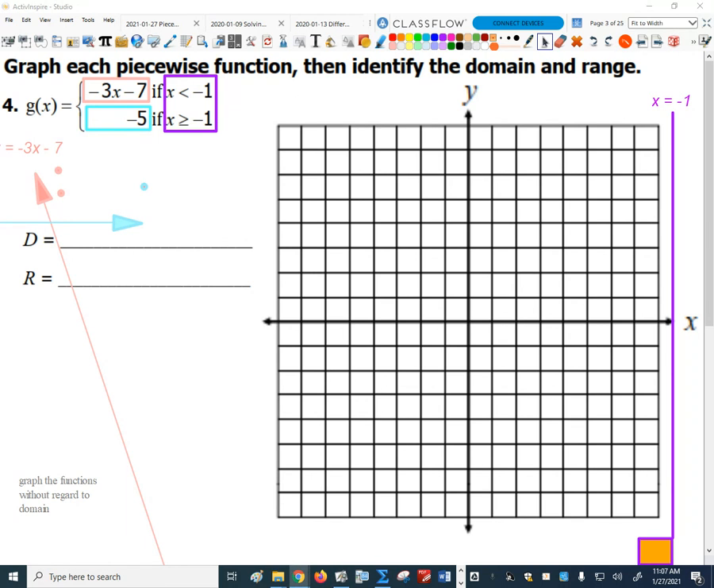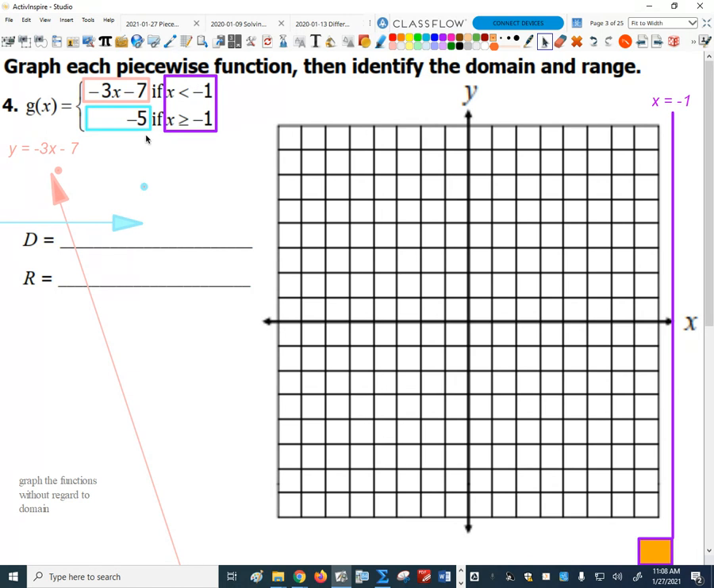So ultimately we want to graph the top piece on its domain and the bottom piece on its domain. But let's start by not worrying about anything in the purple box. Let's just graph the bottom piece. On the top, we've got the line y equals negative 3x minus 3. You can call it y instead of g of x if you want to. So that's a line. Help me graph that line, somebody.